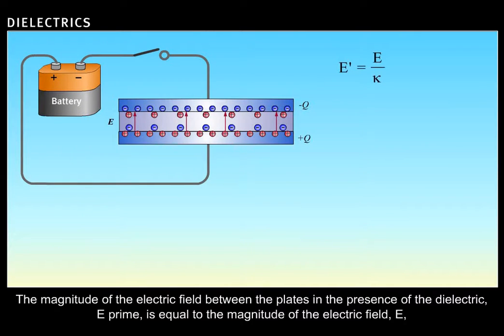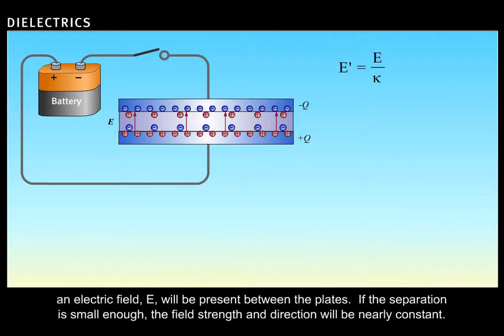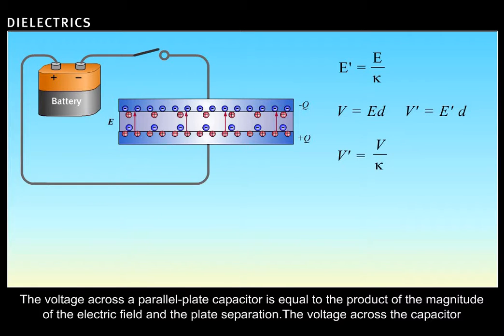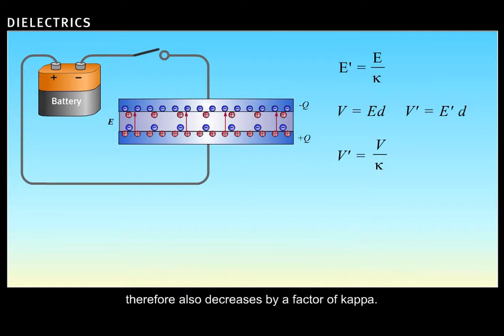The magnitude of the electric field between the plates in the presence of the dielectric, E', is equal to the magnitude of the electric field E when the dielectric is not present, divided by a constant kappa. The value of kappa depends on the composition of the dielectric and is called the dielectric constant. The voltage across a parallel plate capacitor is equal to the product of the magnitude of the electric field and the plate separation. The voltage across the capacitor therefore also decreases by a factor of kappa.